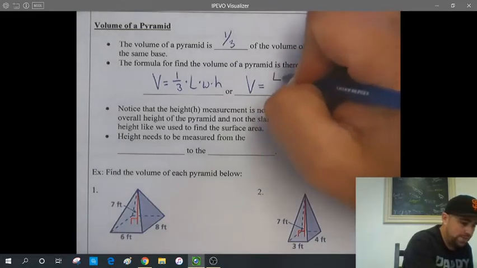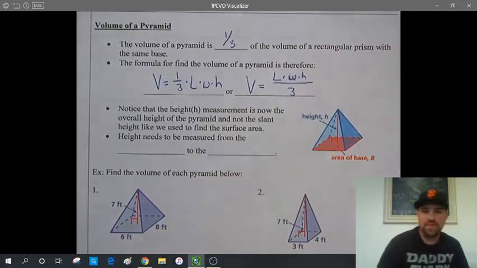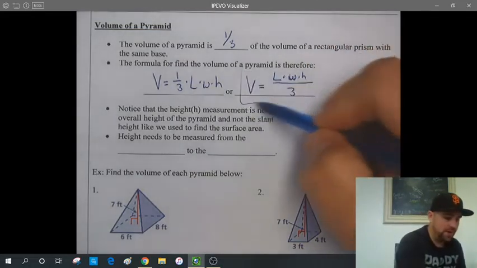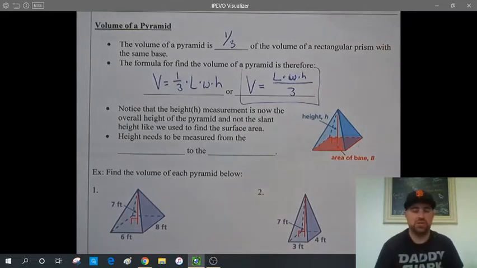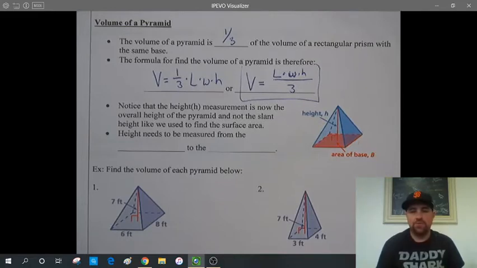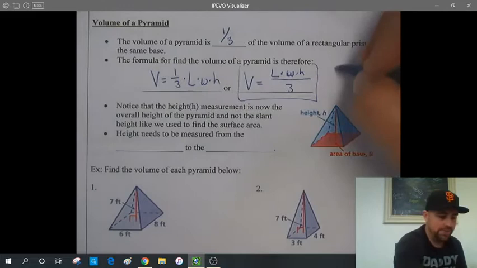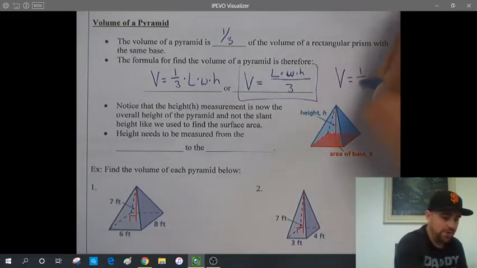So length times width times height, and then if we divide that by 3. This one over here happens to be the one that I think is a little bit easier to use. It's just more user-friendly to put it in the calculator that way. Now, if the base of your pyramid was not a rectangle, say it was something like a triangle, hexagon, or pentagon, you would have to use a different formula than this. The general formula that always works is 1/3 the base area times the height.